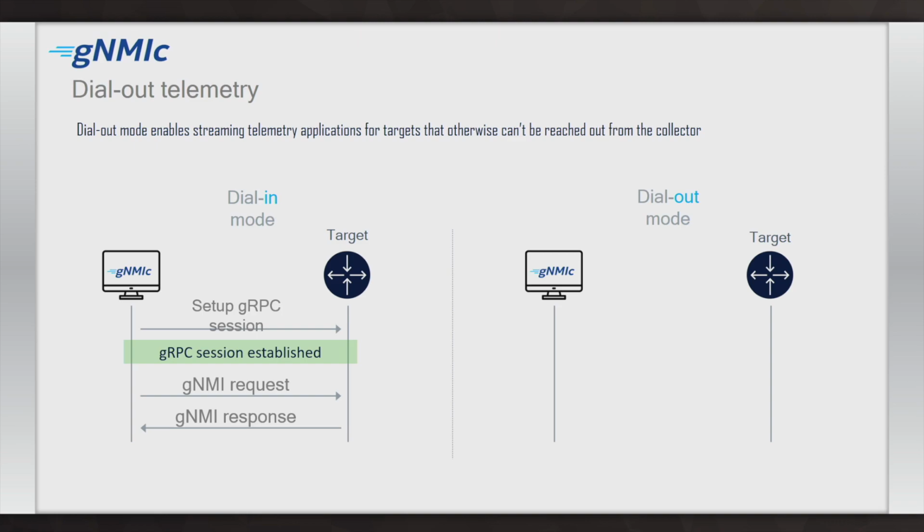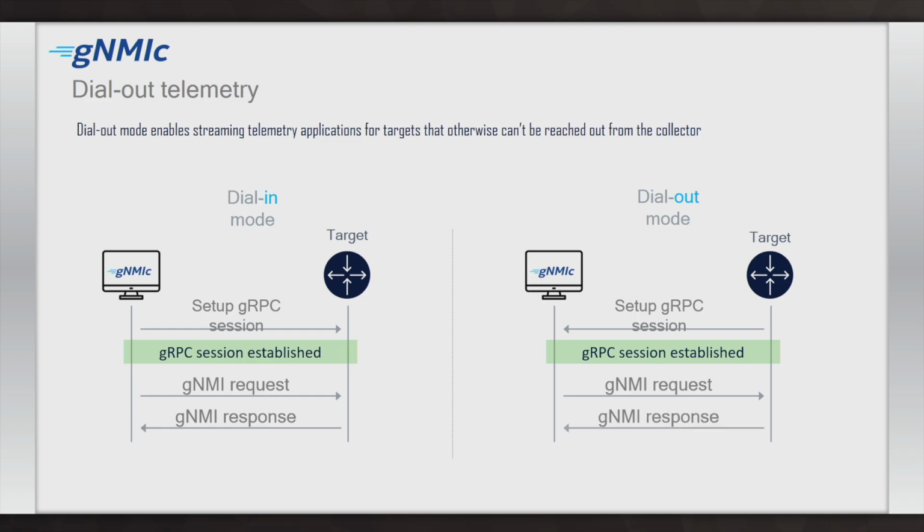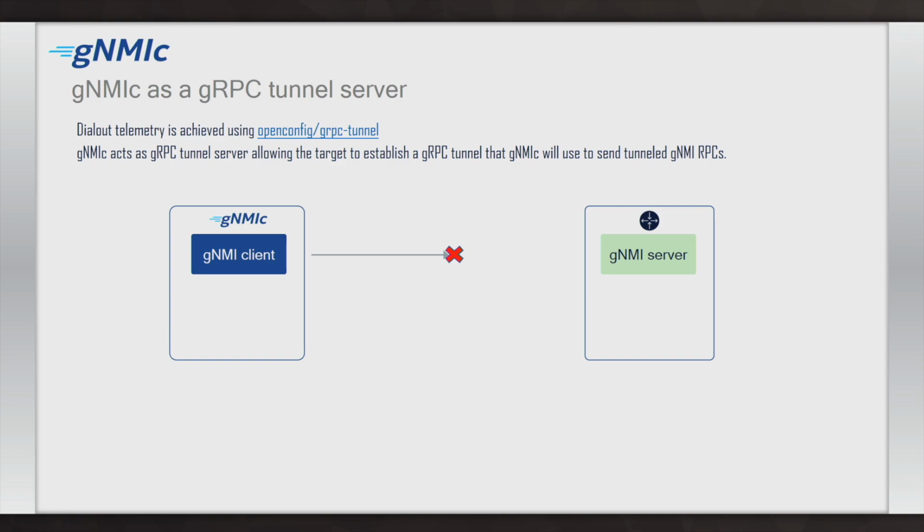Dial out works the opposite way. So the connection is established from the router. So basically the router dials out to your client, which is now a server. Then once that's established, the gNMI client will start sending gNMI requests over that established gRPC session. All right. So this is done using another project called gRPC Tunnel.